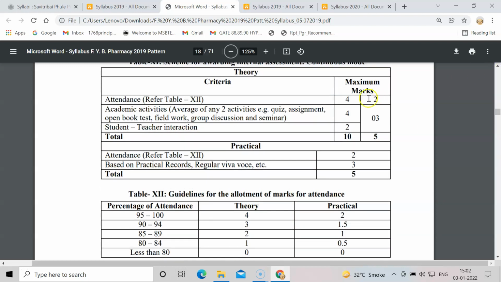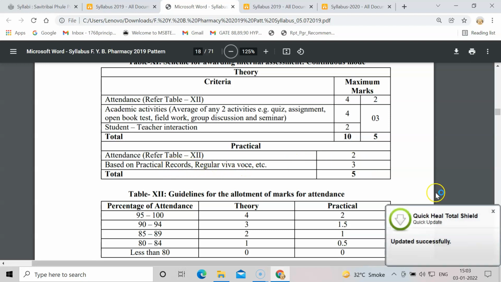And in a similar way, in the practical you have only 5 marks. In case of a practical you have only 5 marks, so 2 marks will be for attendance. Here you can see the attendance, and 3 marks will be based on practical records and regular viva voce.